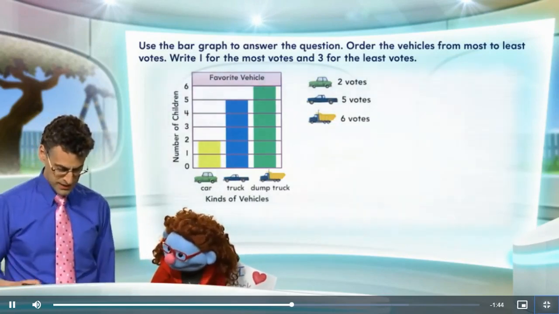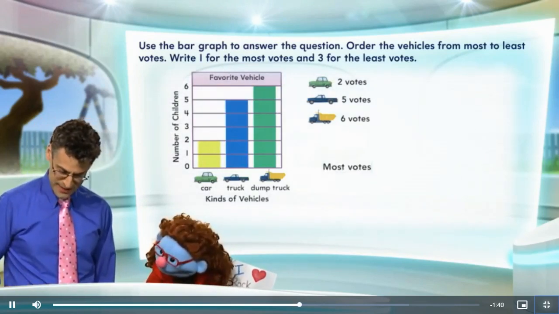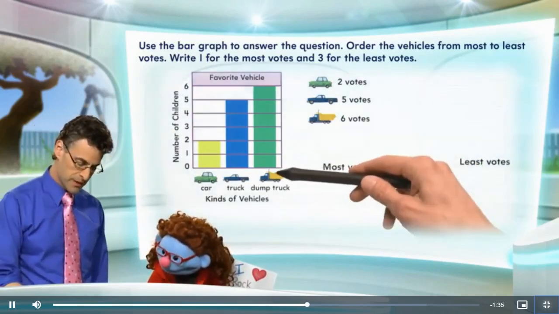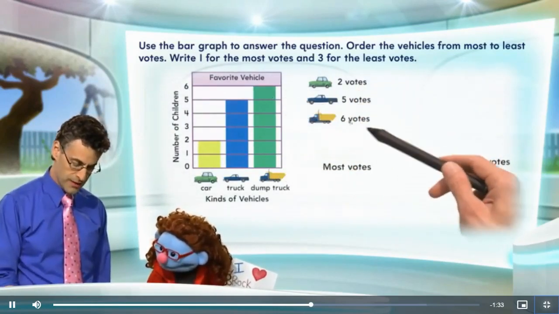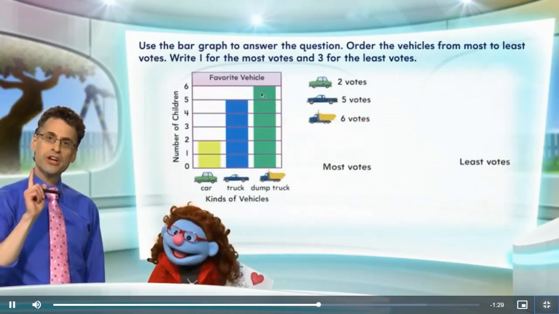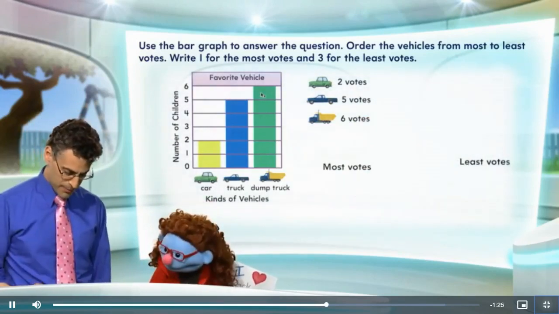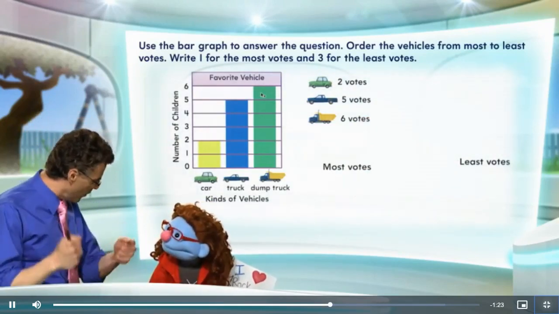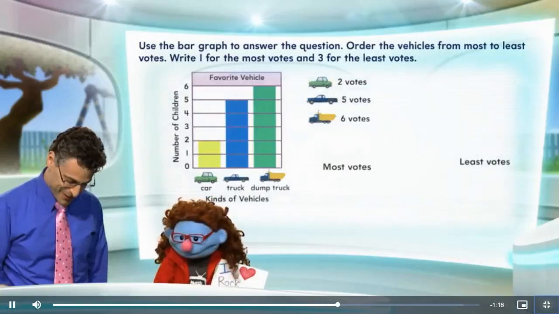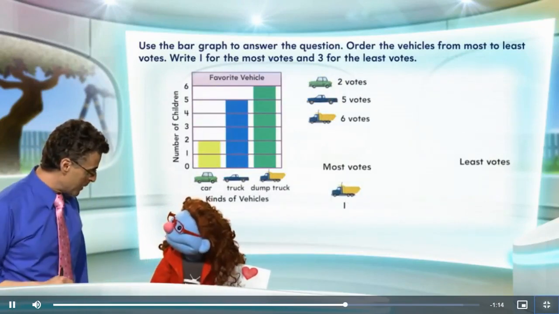So if we want to actually look at the most votes all the way down to the least votes, which is what we want to do, the most votes is going to be the bar that's the highest, or the votes that are the greatest number, which in this case is the dump truck. We're going to call the most votes number one. And that's why you hear, we're number one, we're number one. So we write one, and that means that's the most popular.